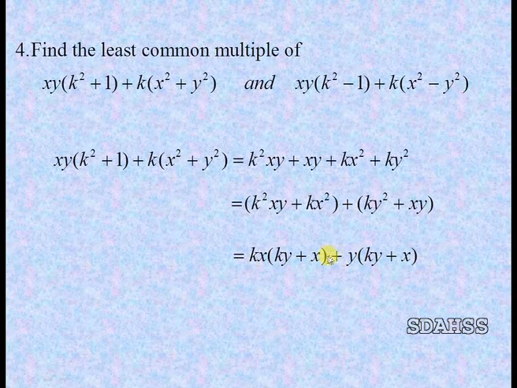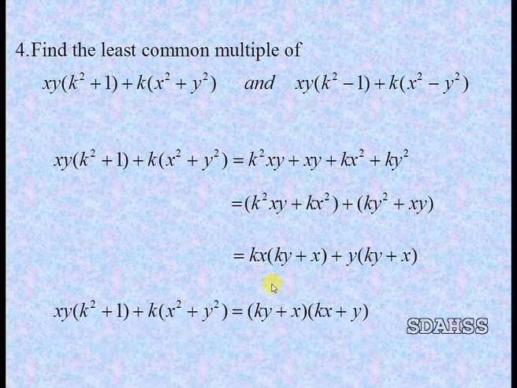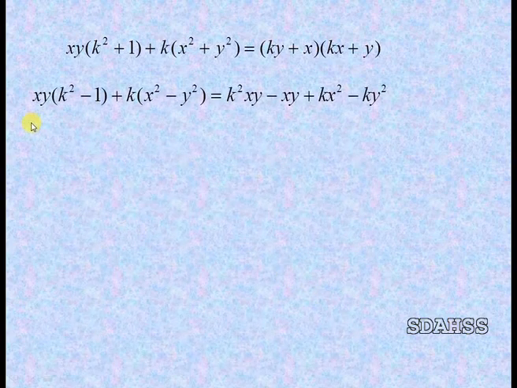Ky plus x is the common factor. Take it outside. So you have ky plus x into kx plus y. Ky plus x into kx plus y. Consider the second one: xy into k square minus 1 plus k into x square minus y square. Multiply xy inside the bracket. So you have xy k square minus xy plus kx square minus ky square.